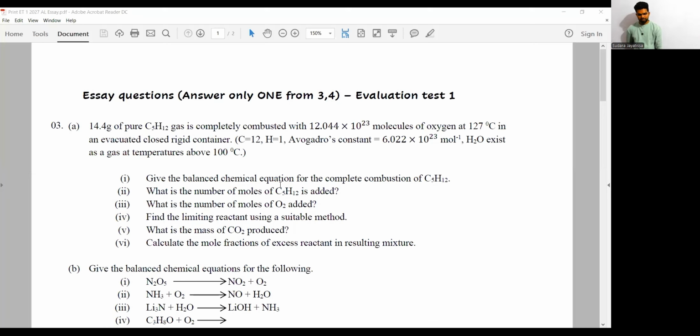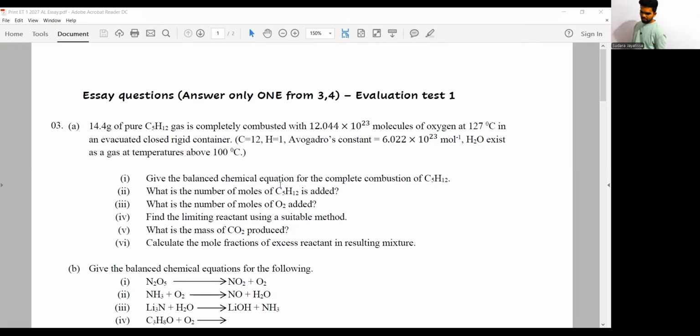Some of you selected the first one. The first one is the most common question you selected. So we will discuss that question, how to get the answer and other things. Look at the first question. There are 3 parts in the first essay question, question number 3. Part A is from limiting reactant and those stuff, part B is to balance a set of chemical equations, and part C is another chemical calculation.